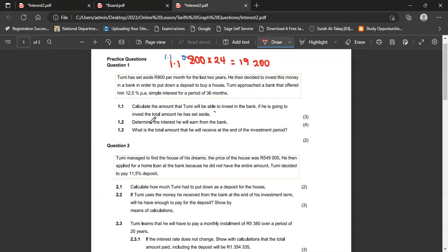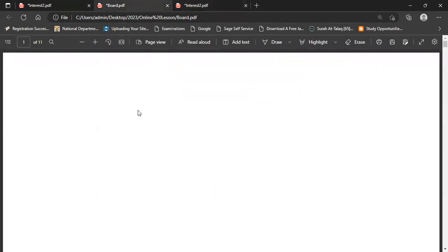It says now, determine the interest he will earn from the bank. Remember, he has invested this much money. The interest is here. Since it's simple interest, when we are looking at 1.2, we shall take the 12.5% times the 19,200. This is interest for only 1 year.